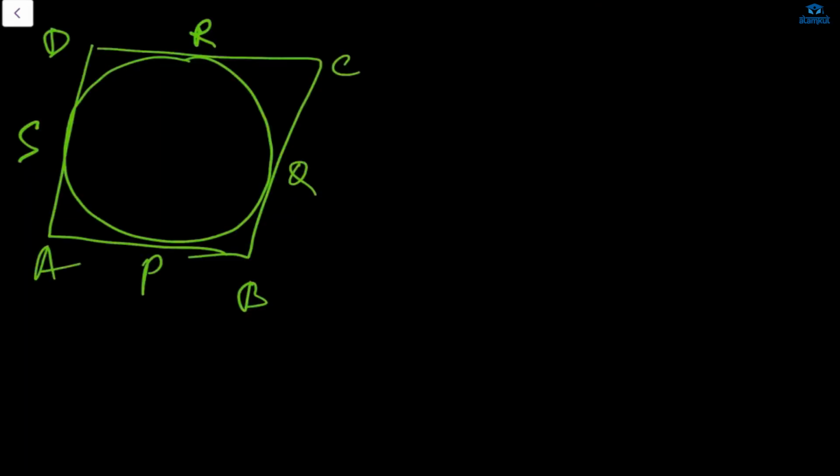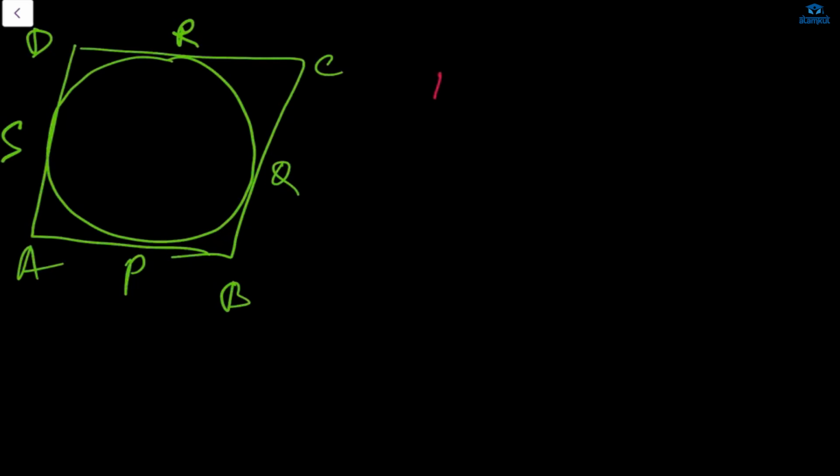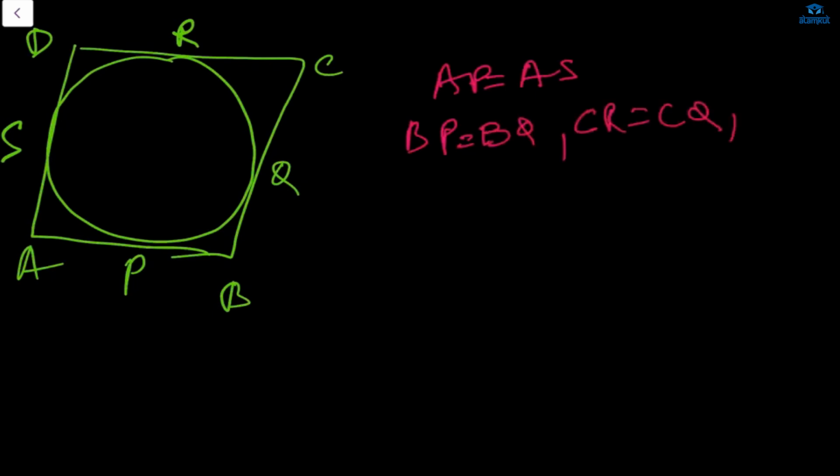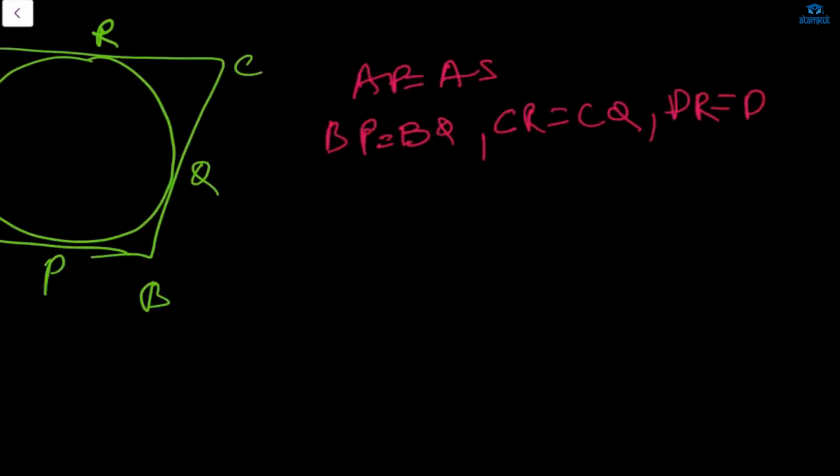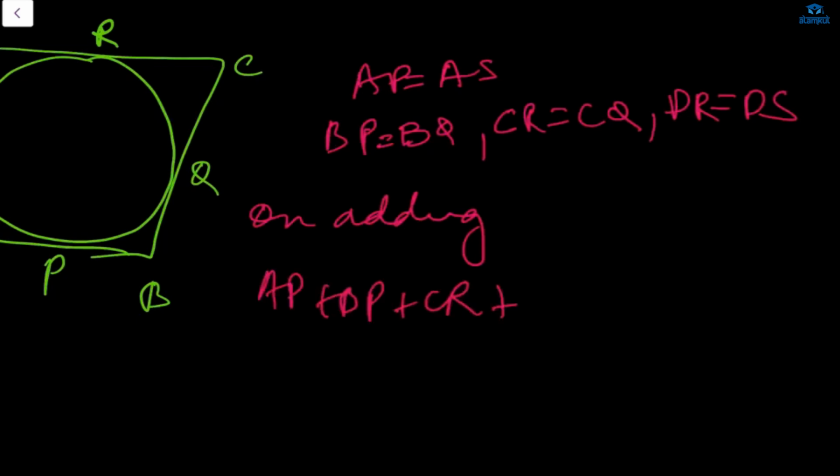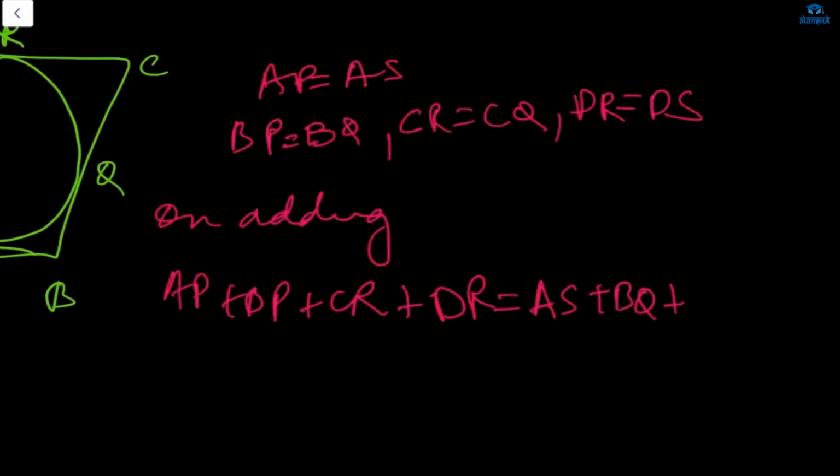Now what we have got: AP will be equal to AS, BP will be equal to BQ, CR is equal to CQ, and DR is equal to DS. Now we are adding all of these. On adding, we get AP plus BP plus CR plus DR is equal to AS plus BQ plus CQ plus DS.